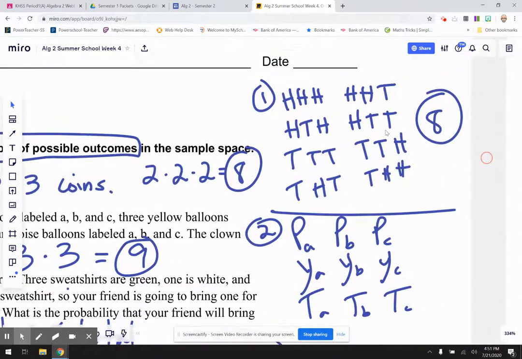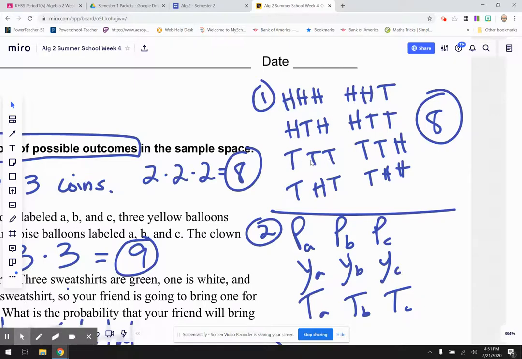I made them all up over here. You could get 3 heads. It's not likely, but you could. You could get 2 heads and then a tails. You can get a heads, then a tails, then another heads. You can get a heads and then 2 tails. Those are the 4 possibilities with a head first.